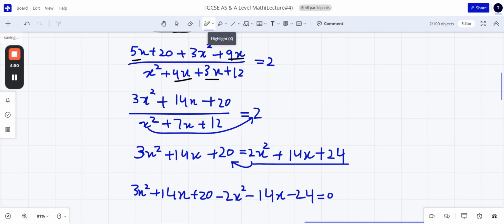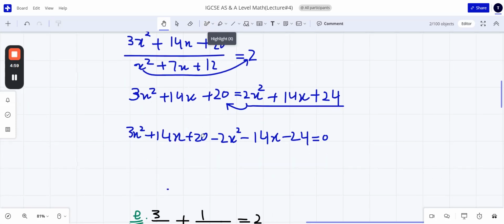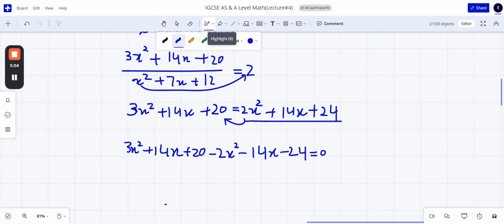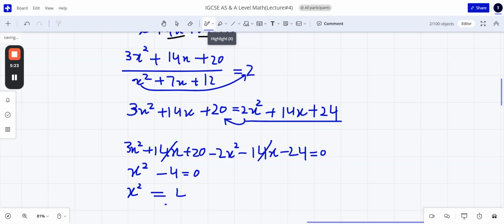All of them have the positive sign. So now when you shift to the other side, the sign always changes. Positive changes into negative, negative changes into positive. So here 3x squared minus 2x squared becomes x squared. 14x and minus 14x would be 0, and 20 minus 24 would be minus 4, equal to 0. Then we will shift the constant value to the other side, it becomes plus 4.